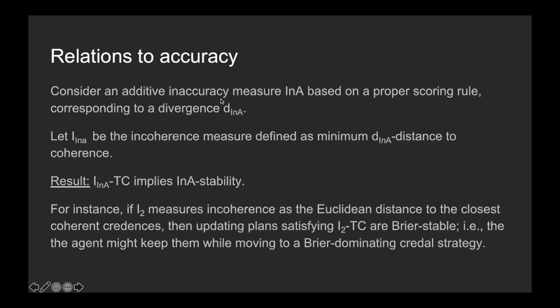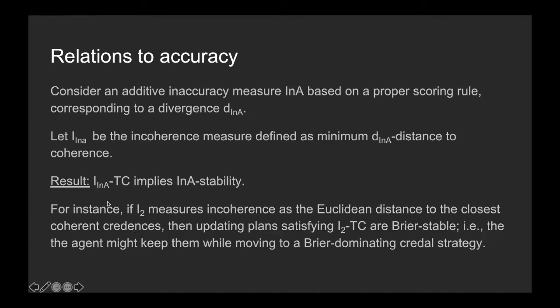Okay, so now suppose that you have one of these additive inaccuracy measures in A that's based on a proper scoring rule. Now we can use that to define an incoherence measure. I can say a little bit more about that in the Q&A if you want. Basically, this incoherence measure that matches the inaccuracy measure is, again, defined as minimum distance to coherence. And so if we use this incoherence measure to define a version of tolerant conditionalization, right? So if we say, according to this incoherence measure, your plan incoherence doesn't increase from these updating plans, that implies the stability property, right?